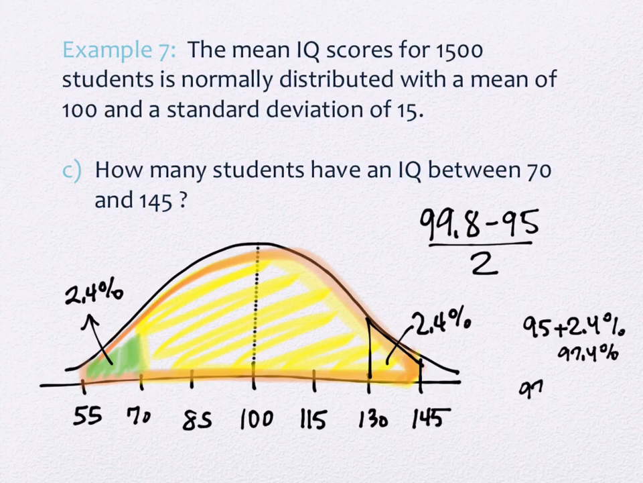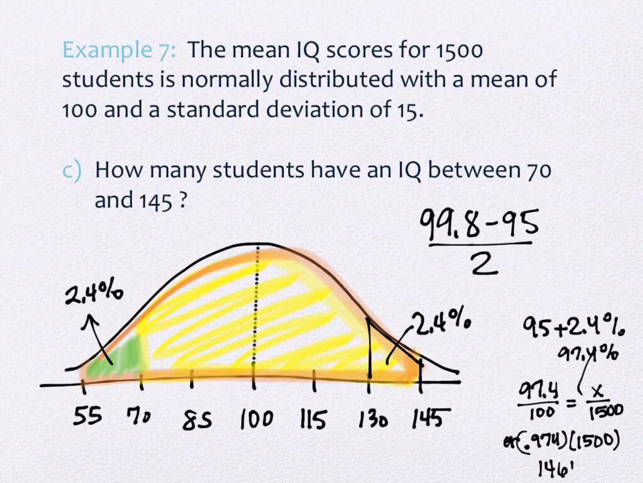And then we can set it up either in a proportion, 97.4 over 100 equals x over 1500, or 0.974 times the 1500, whichever of those perspectives you prefer. And again, if we need to round, we need to make sure we got a whole number of students. What do you get? 1461 students.